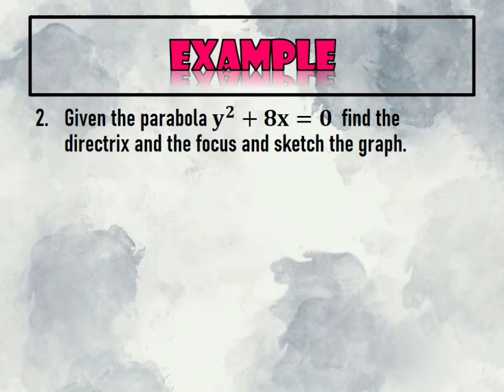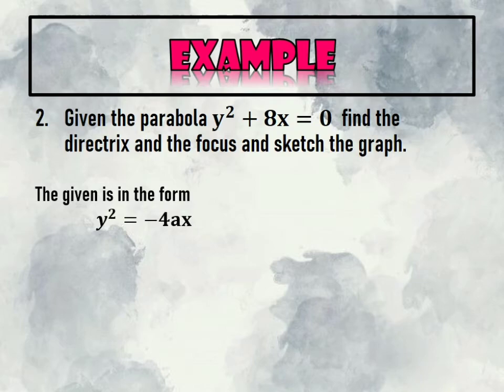Second example: given the parabola y squared plus 8x equals 0, find the directrix and the focus and sketch the graph. The given is in the form y squared equals negative 4ax. Let's first find the value of a. So negative 4a equals negative 8 from the given, so a equals 2. Always remember that the value of a is always positive.